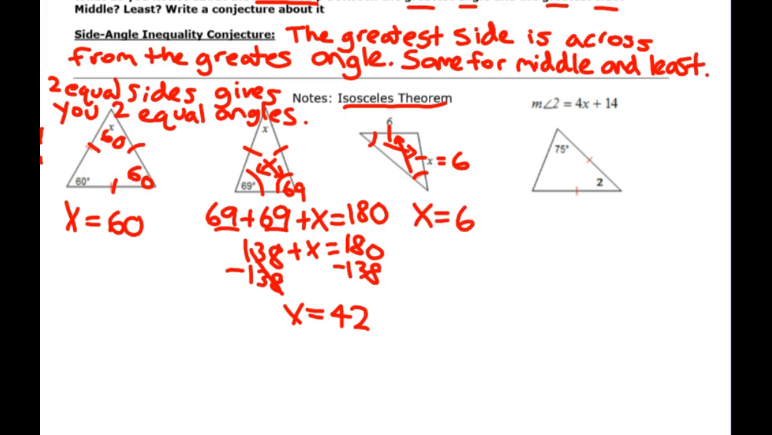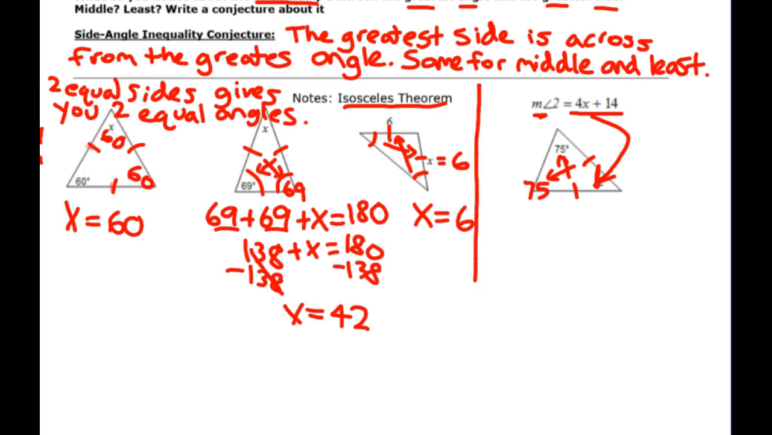And then on this next one, all right, I see two equal sides. And we just said, if I got two equal sides, then I got two equal angles. So if this is 75, then this is also going to be 75, right? Now, this says angle 2 is 4x plus 14. So I'm going to plug that in for angle 2. If it tells me angle 2 is 4x plus 14, then this right here is 4x plus 14.